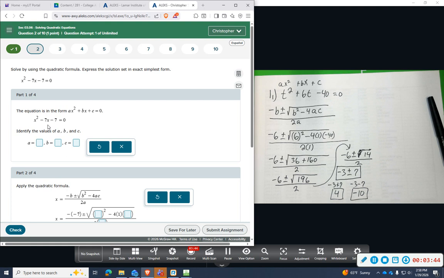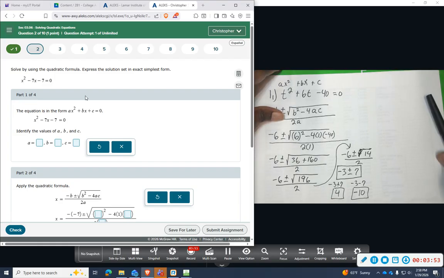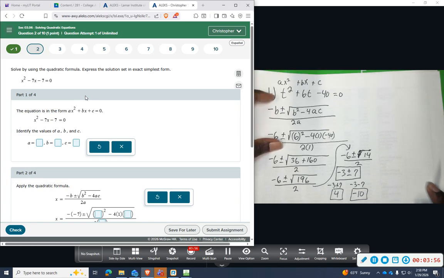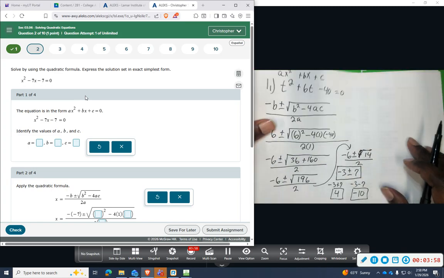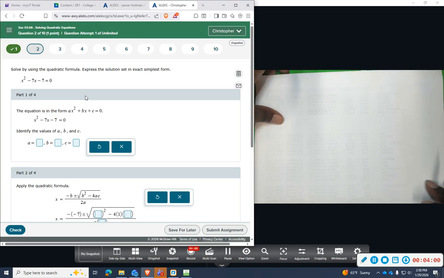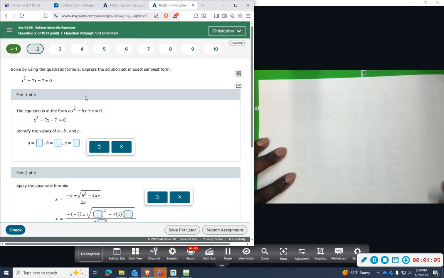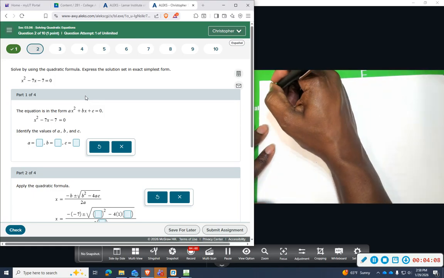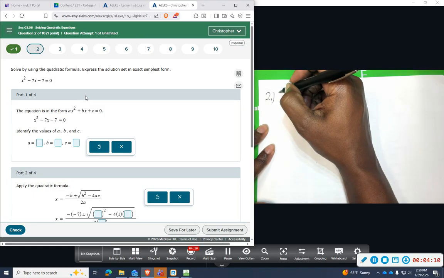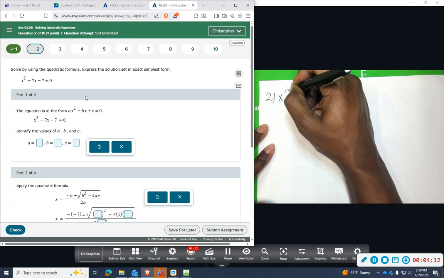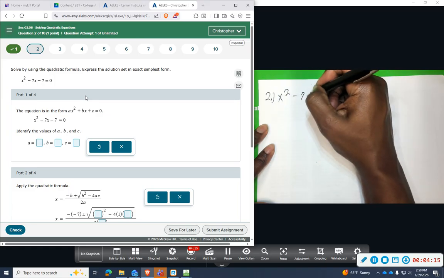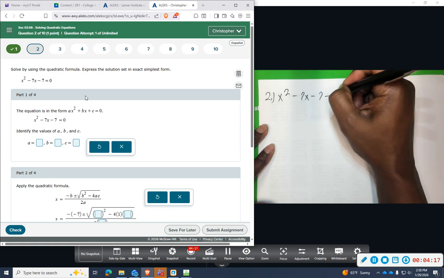Alright, number 2 says solve using the quadratic formula, expressed in simplest form. Now, if you can factor, I recommend factoring. This problem may have factored. However, I'm going to go ahead and do it with the quadratic formula again. I think it prompts you to do the quadratic formula in this problem because you have certain inputs. x squared minus 7x minus 7 equals 0.